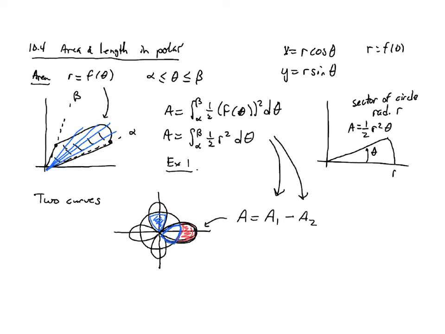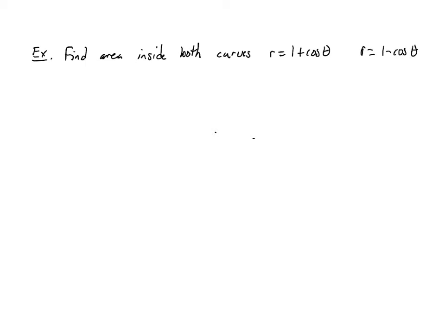Now let me give you an example of one of the other sorts on the next page. So, for example, if I ask you to find the area inside both of the following curves, r equals 1 plus cosine theta and r equals 1 minus cosine theta.